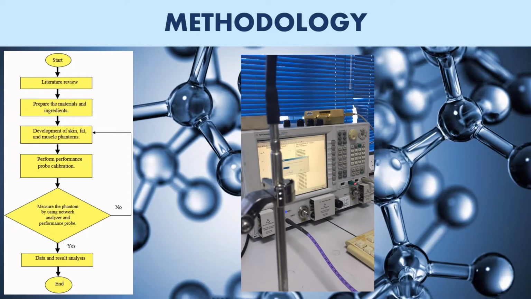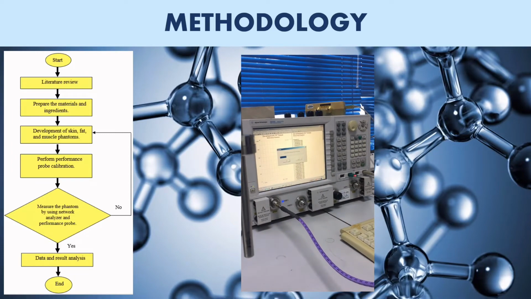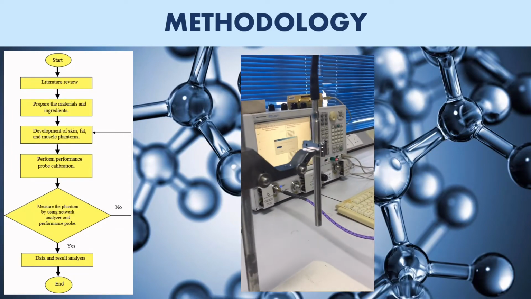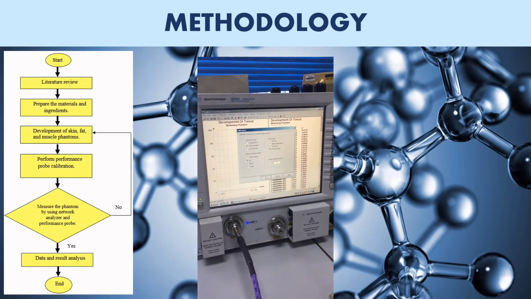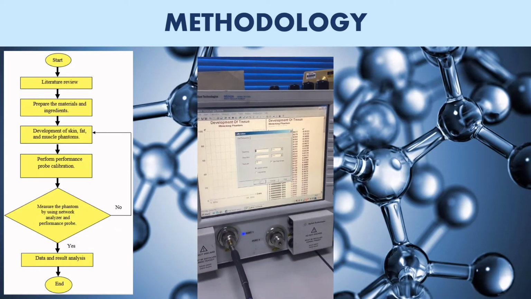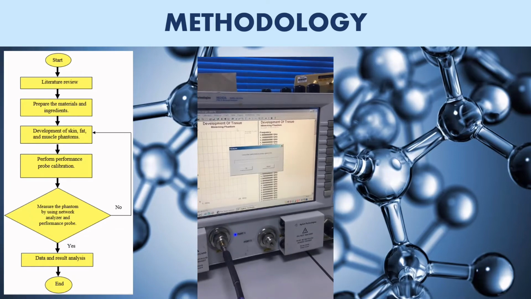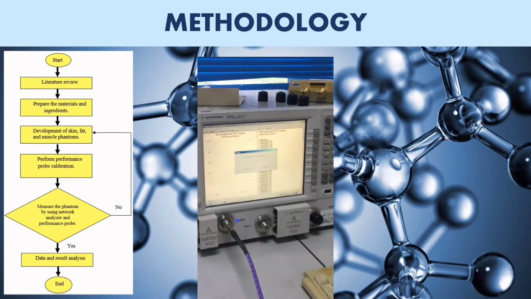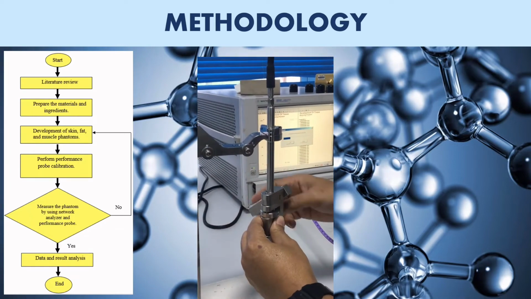The next process is to perform the calibration on the performance probe. The process consists of setting up the network analyzer based on the range of frequency and the types of probe. So I set the range of frequency from 1 to 20 GHz.